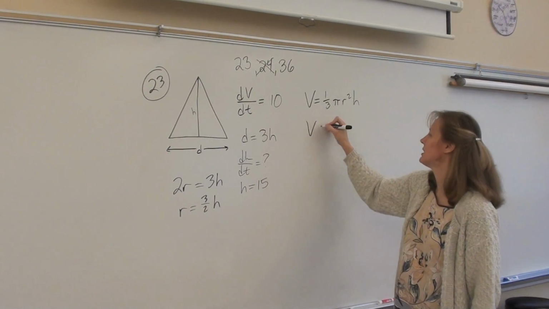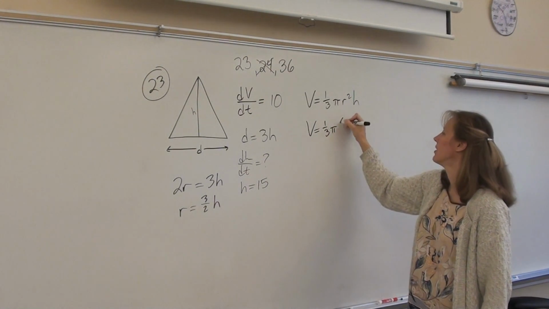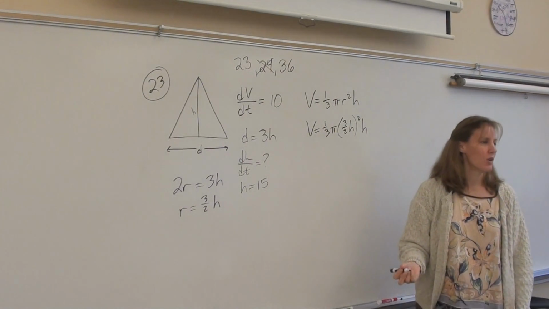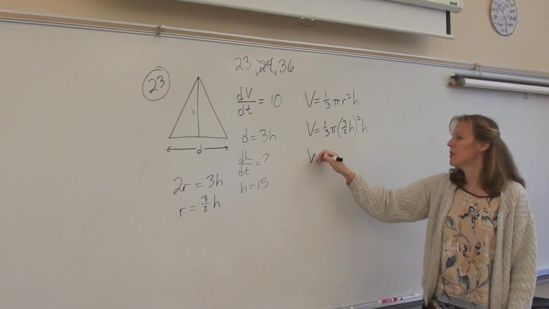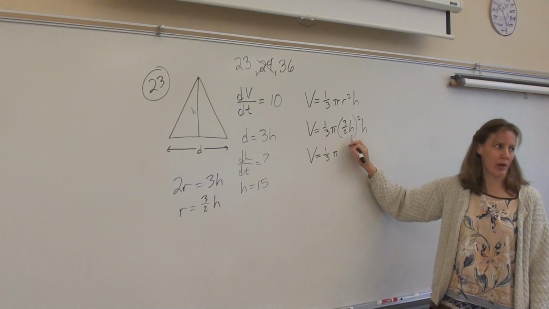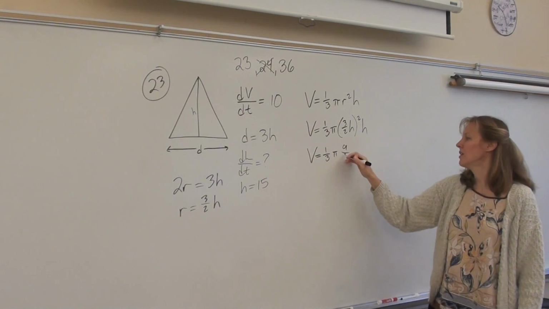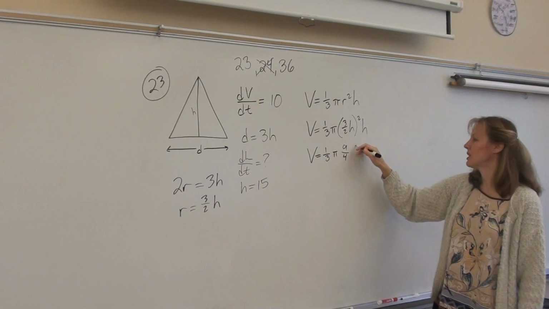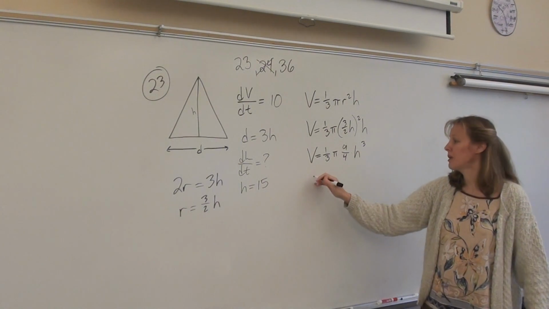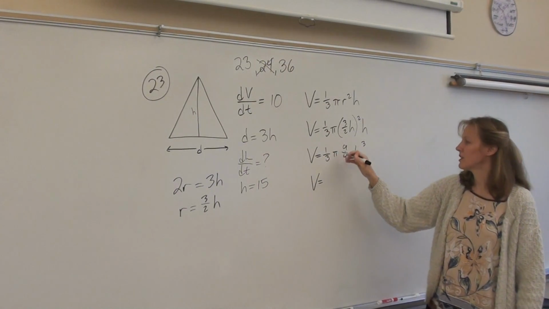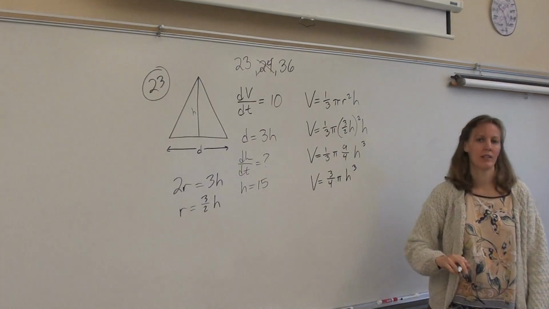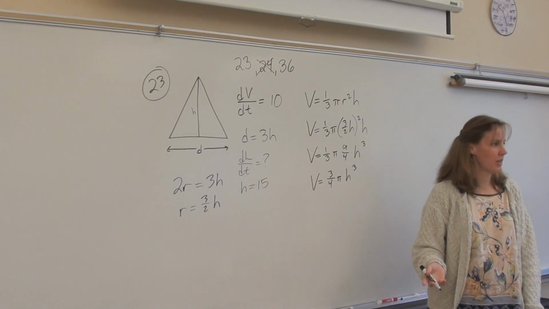So we're going to replace the r with 3/2 h. When you do this, please make sure that you square both the number and the letter, right? So 3/2 squared is 9/4, and then h squared times h is h cubed. If you want to clean it up a little bit before you differentiate, you can cancel a 3 and you get 3/4 pi h cubed. So that's a nice simple formula, right?